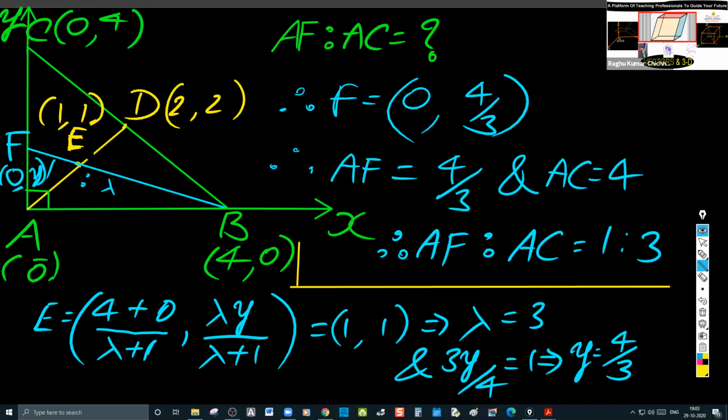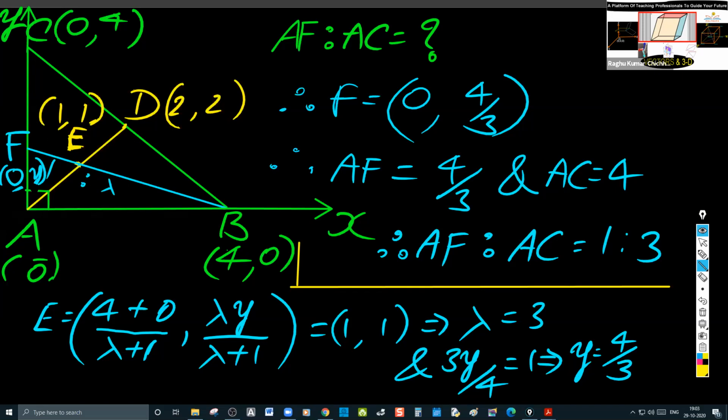And E is given to be the midpoint of the median AD. So midpoint is 0 plus 2 by 2, 1, 0 plus 2 by 2, 1. Now I have got the coordinates of E here. Now this BE is intersecting this AC in F. But F, I know it is lying on Y axis. That is why I have taken the point as 0, Y.